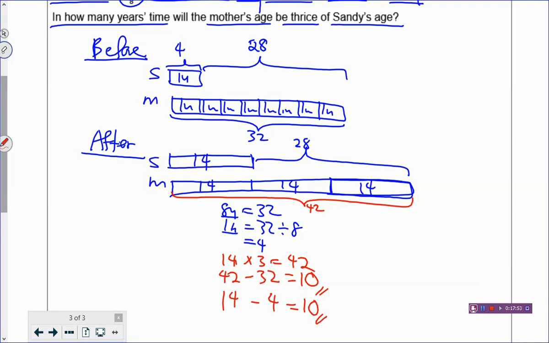Okay, so what have we learned so far in this lesson? We learned about the difference unchanged, and when you see the difference unchanged, what do you do? You make the difference the same, right? And then you draw the before and after model, which is quite easy to draw.